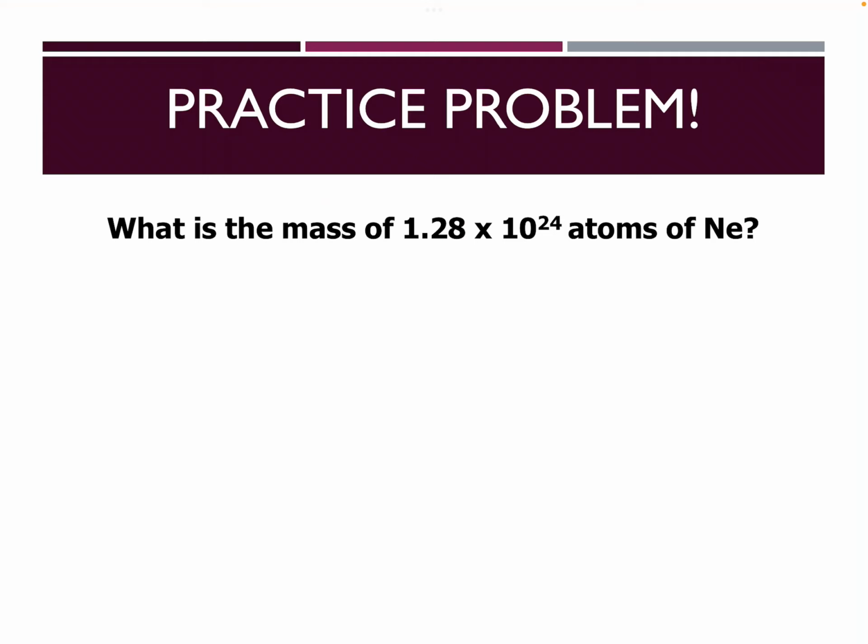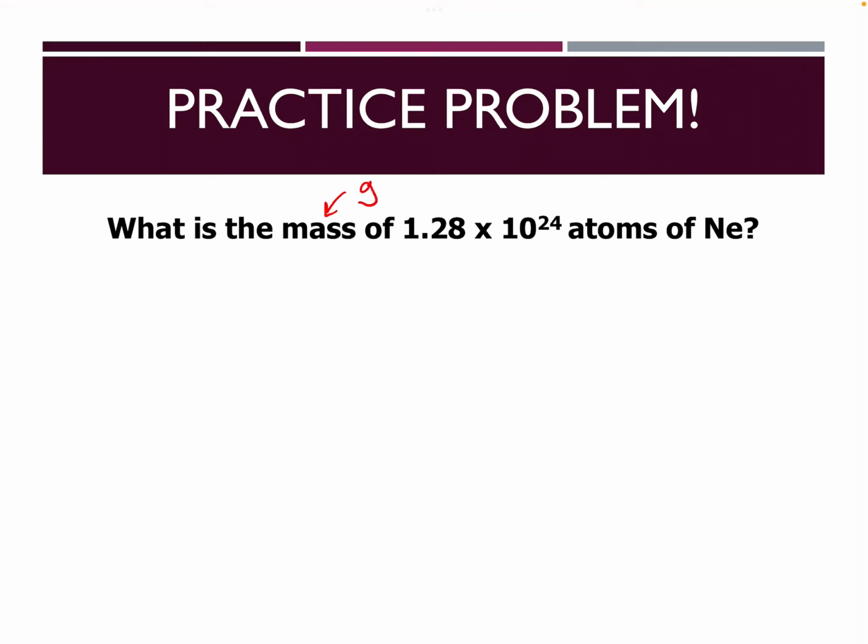Let's try this one. Okay, this says, what is the mass of 1.28 times 10 to the 24th atoms of neon? So this problem is a little bit different. Before, we'd been starting with grams and solving for atoms. In this one, we're starting with atoms and we're trying to figure out grams, right? Remember, mass is measured in grams.